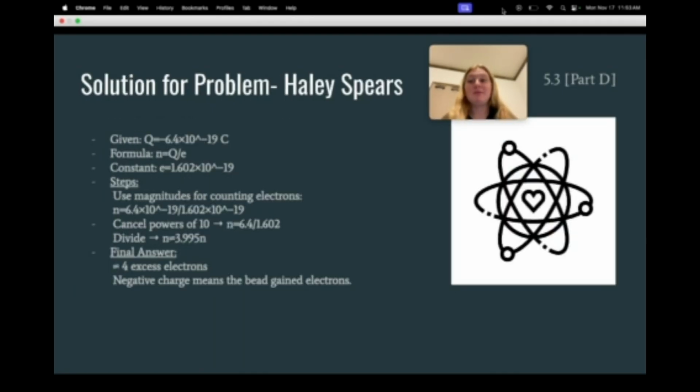So for my solution of my problem, I'm given the formula here, and then you have to rearrange it, and then you know the constant. So with doing all of this, the final answer would be 4 excess electrons. And then the negative charge means that the bead gained electrons because electrons are negatively charged.